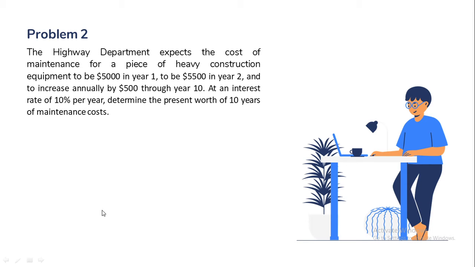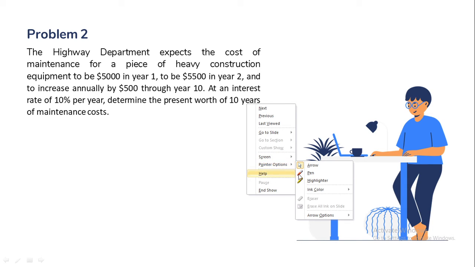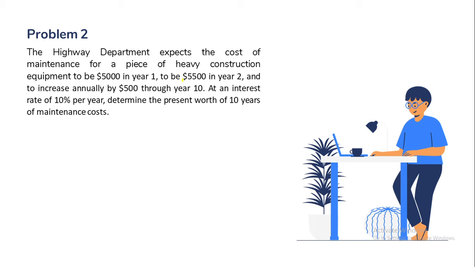Problem 2. A highway department expects the cost of maintenance for a piece of heavy construction equipment to be 5,000 in year 1, to be 5,500 in year 2, and to increase annually by 500 through year 10 at an interest rate of 10% per year. Determine the present worth of the 10 years of maintenance cost.